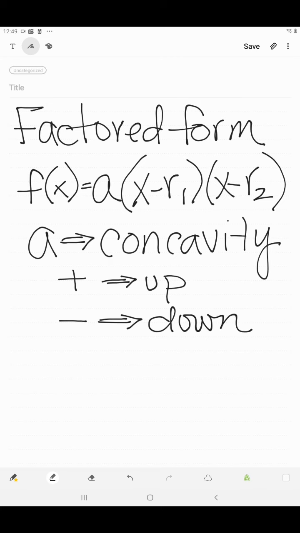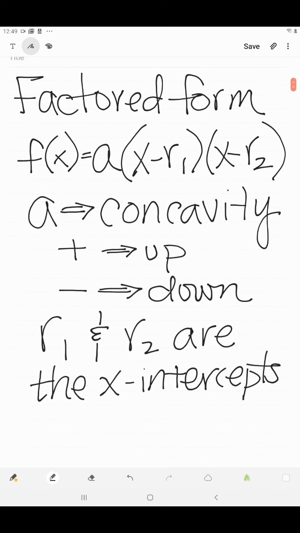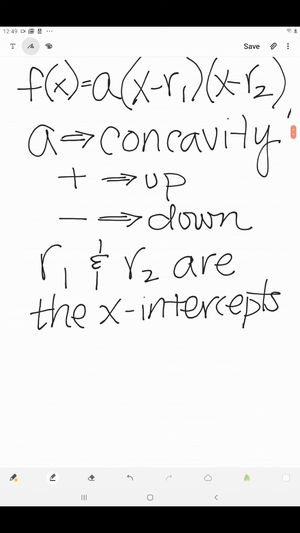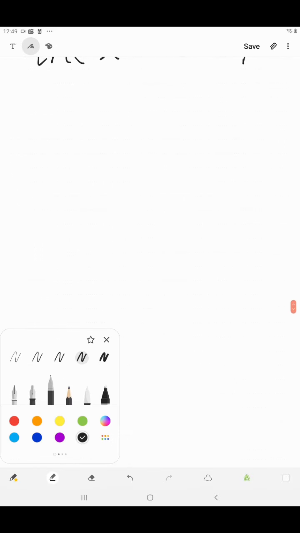Another thing that the factored form tells us, ladies and gentlemen, is the x-intercepts, with r1 and r2. r1 and r2 are the x-intercepts. So let's look at an example of this. I'm going to go and do an example with the following.